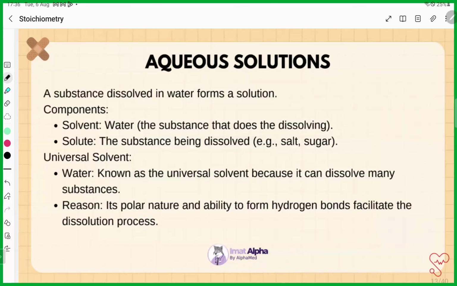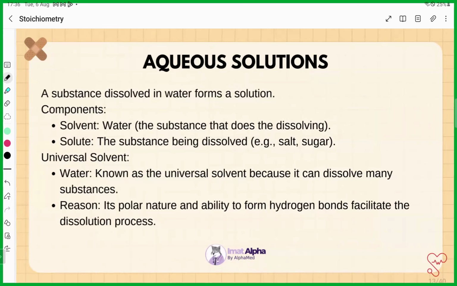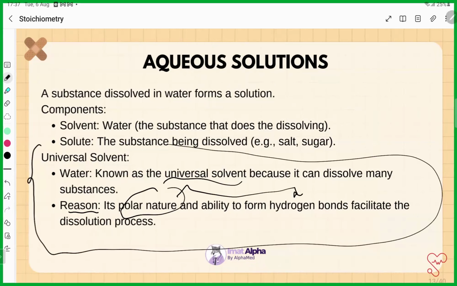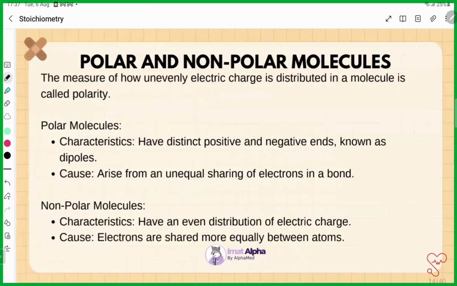Aqueous solution. A substance dissolved in water forms a solution. Water is known as the universal solvent because it can dissolve many substances. And as we said, the reason is the polar nature and ability to form hydrogen bonds, which facilitate the dissolution process. So this we solved this morning, if you remember. And I think this is the most important note you can take from this slide. Polar and non-polar molecules, finally, we came to the polar and non-polar.